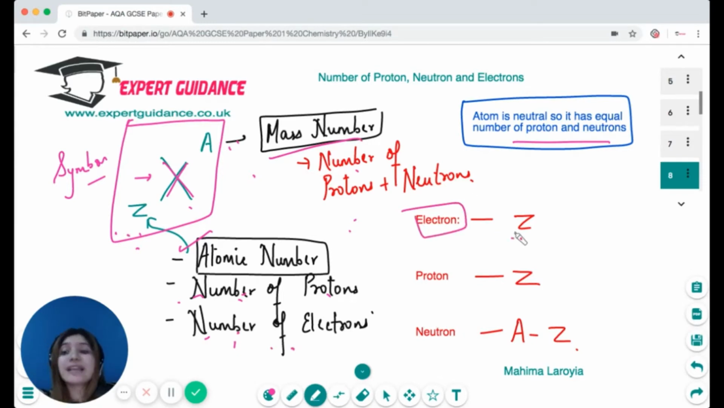If it is an atom, remember, it has to be an atom. Then only you can say it has an equal number of electrons and protons. We'll see later, there's a second category called ions, which have an unequal number of electrons and protons. The proton number is again the bottom number, and the neutron number is the top number take away the bottom number. So that is A minus Z.